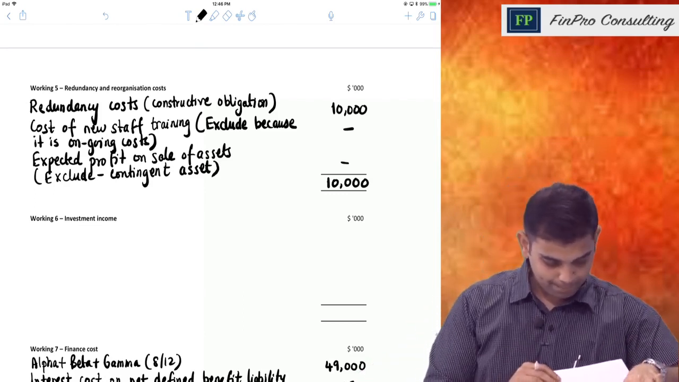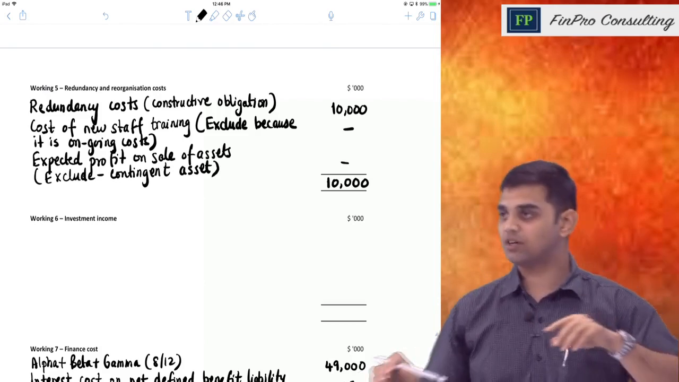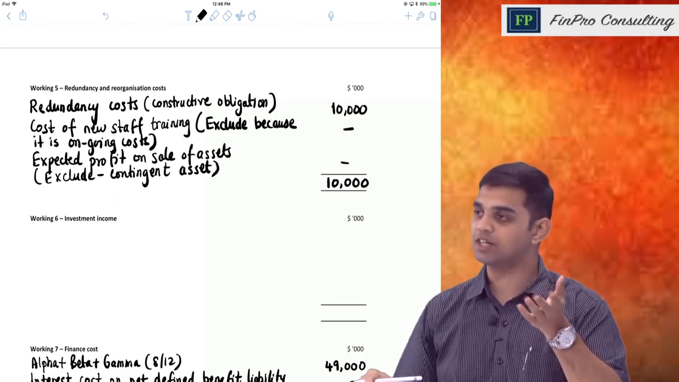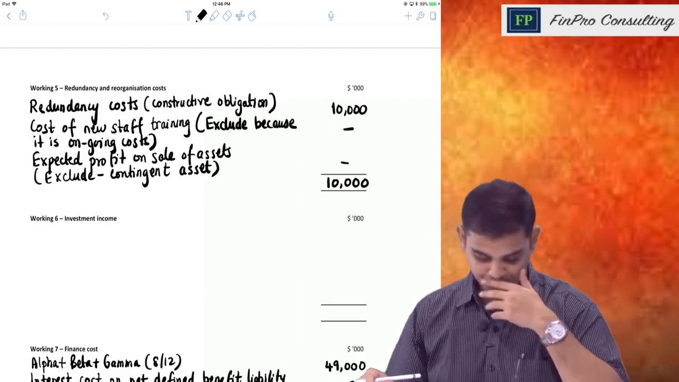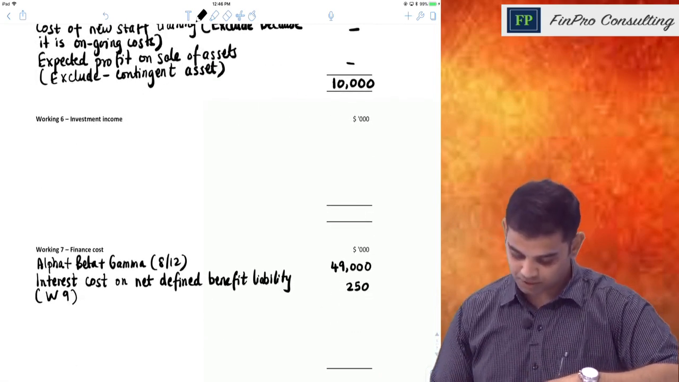Next, investment income. So what happens in case of investment income? You have to reduce the intercompany adjustment for the receipt of dividend from beta. So first, go to working note number 6, investment income.